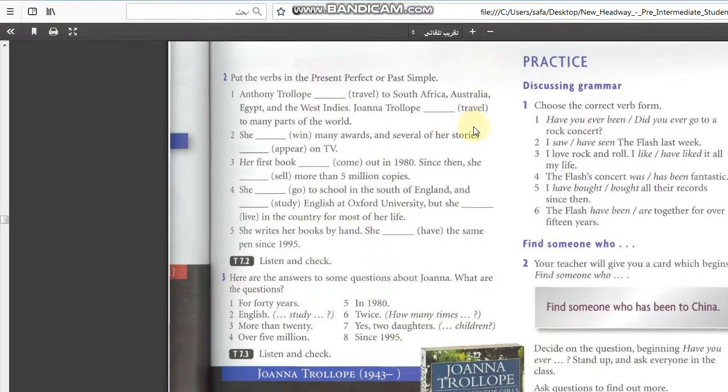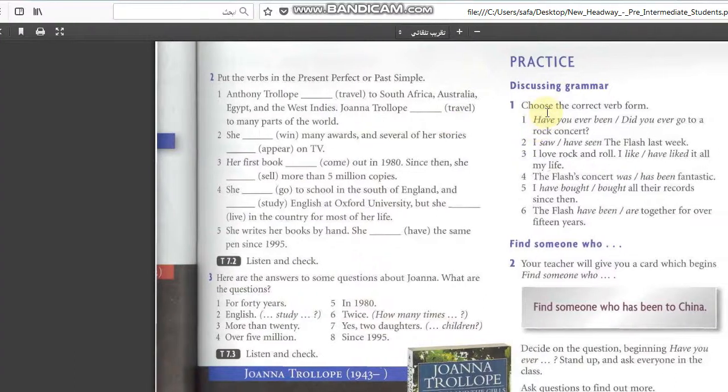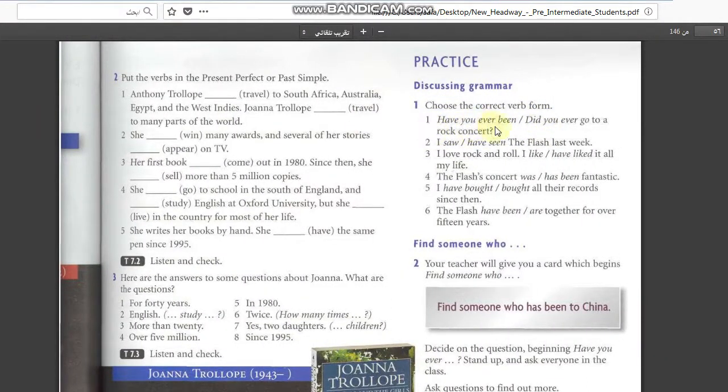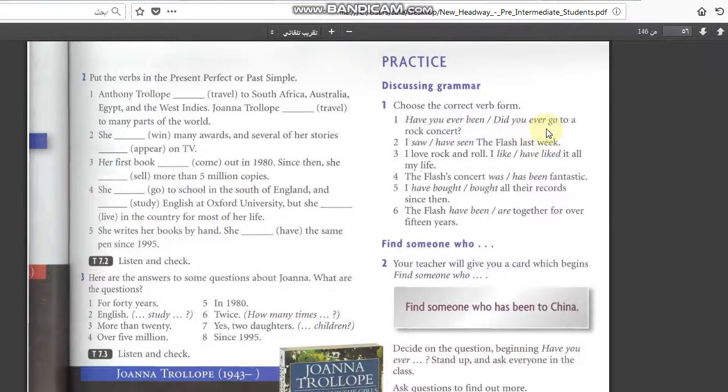Discussing grammar. What do we have here? We have grammar. Choose the correct verb forms. Have you ever been to a rock concert? Did you ever go to a rock concert?